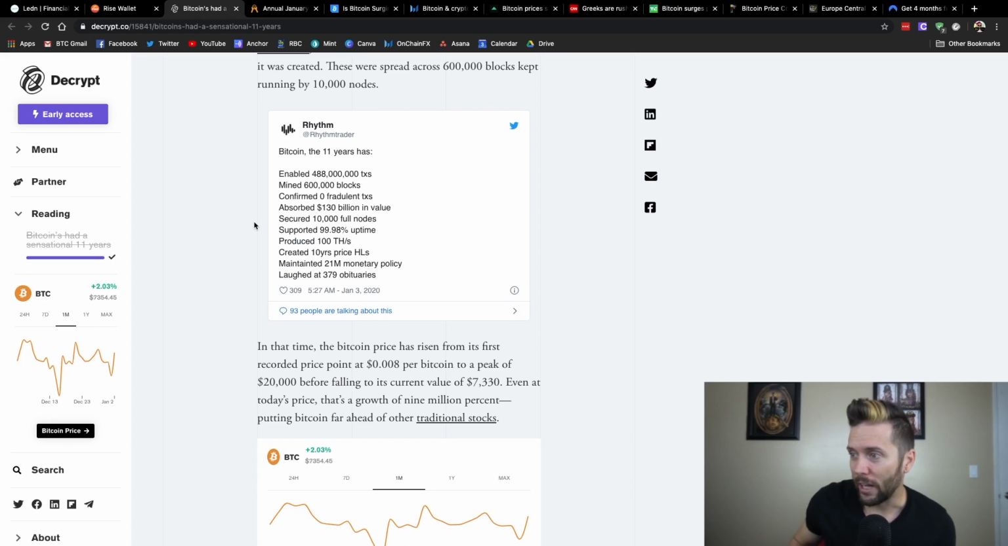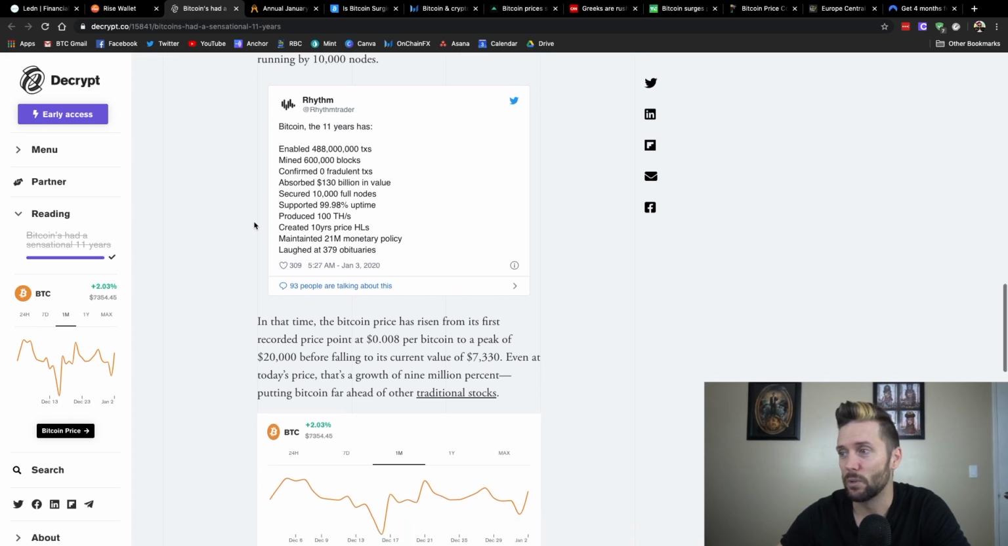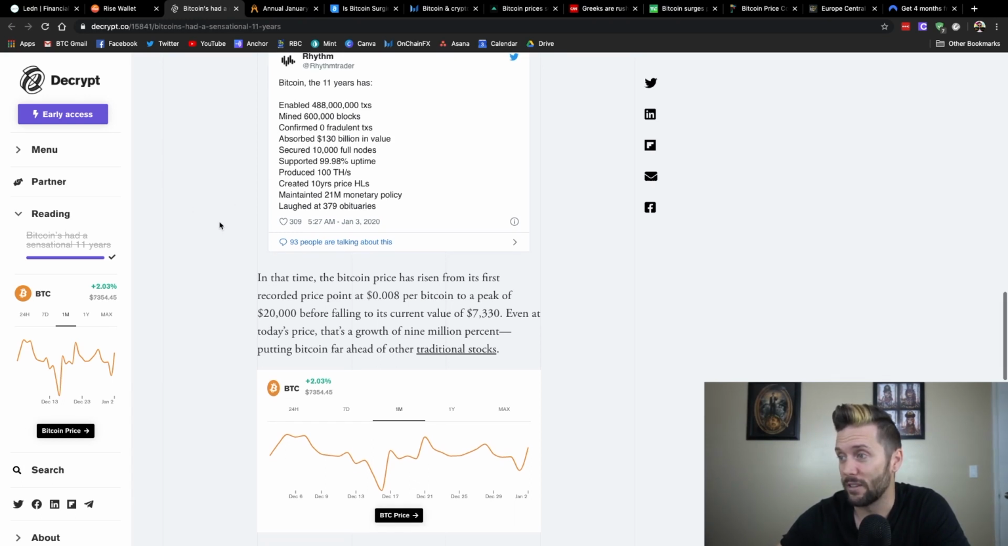It has supported a 99.98% uptime, which is unprecedented when you get into payments in general. Banking wishes that it could have that kind of uptime. It has produced 100 terahash, although I think that's actually wrong. I think it's exahash, more than 100 exahash. There's a number of things here, but I'll just get to the last couple.